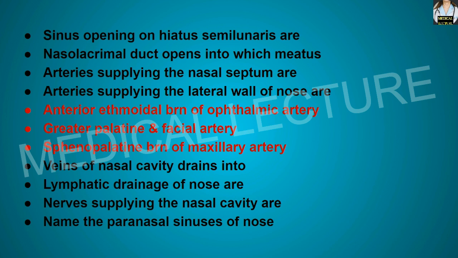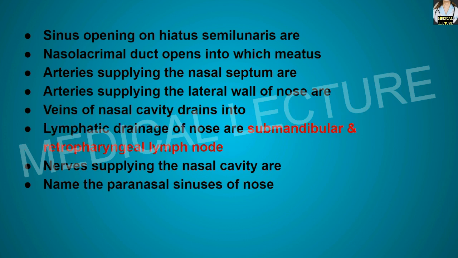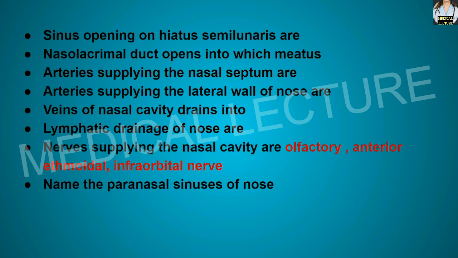of the maxillary artery. The veins of the nasal cavity basically drain into where? They drain into the pterygoid venous plexus, pharyngeal venous plexus, and the facial vein. Lymphatic drainage of the nose is to the submandibular and the retropharyngeal lymph nodes. Nerves supplying the nasal cavity are the olfactory nerve, anterior ethmoidal nerve, and the infraorbital nerve.